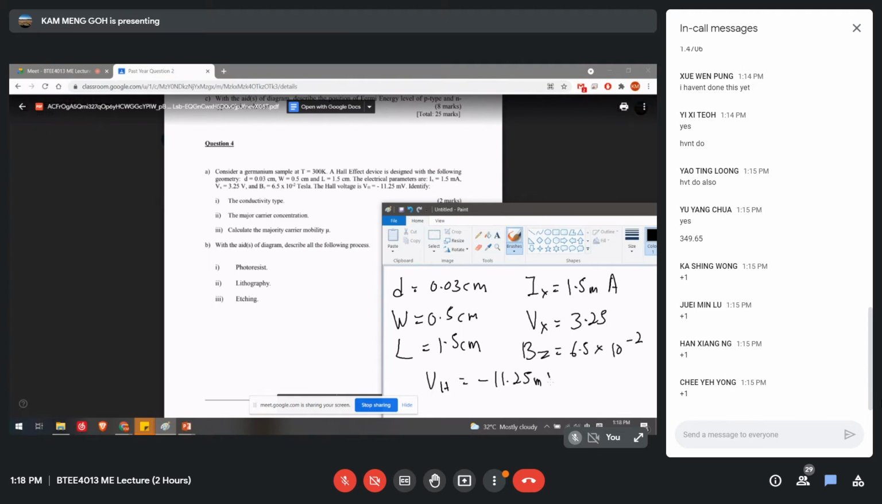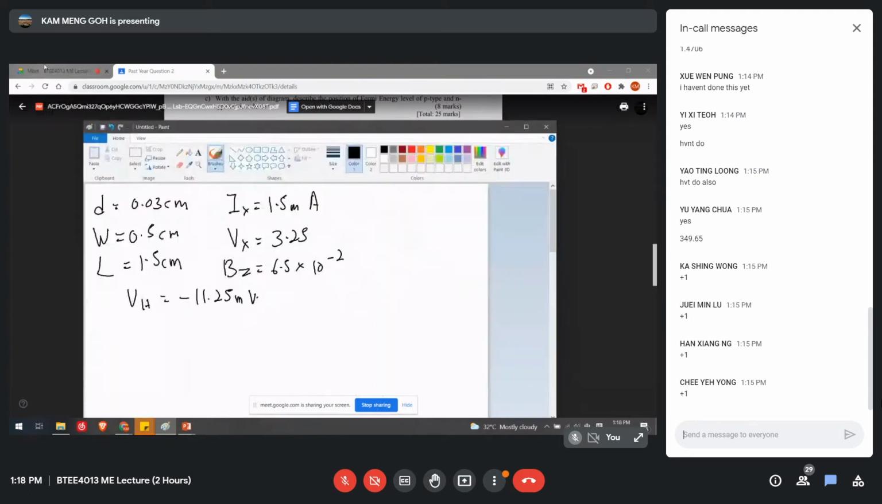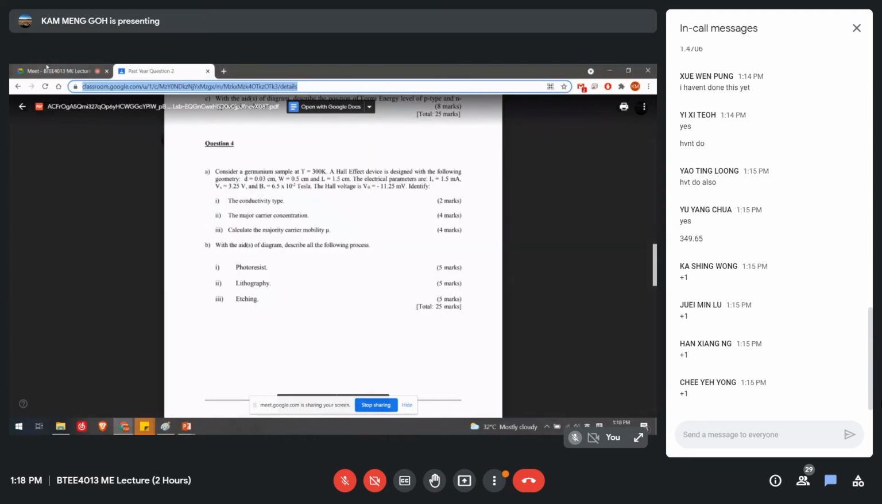First question, determine the conductivity type. Is this the N type or the P type? For this question, 4A, is it the N type or P type?